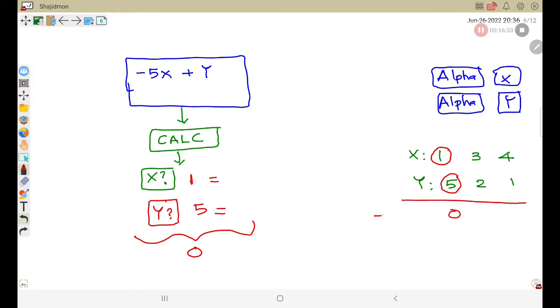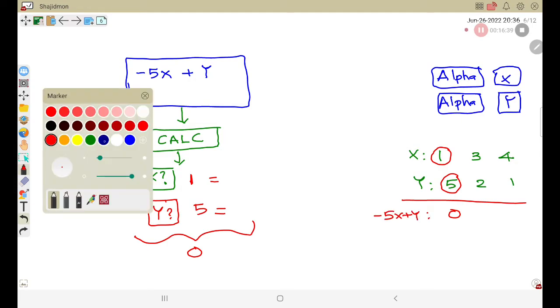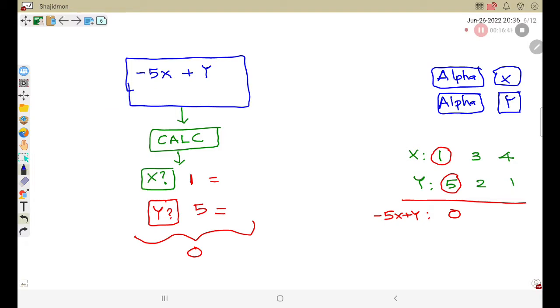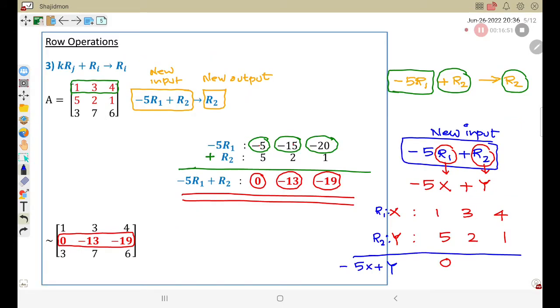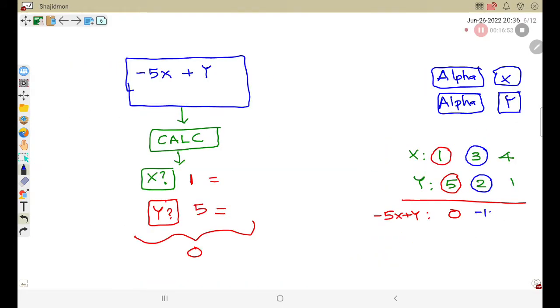Okay. The minus 5x plus y value I am telling, first number 0. Now after that, again repeat this process. Press the calc button again. The calculator asks x number. Give the number 3. Press equal. Give the number 2. You will get the answer here. What answer you will get? Minus 13.